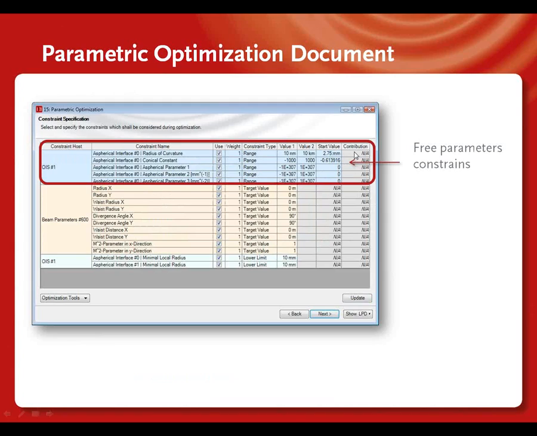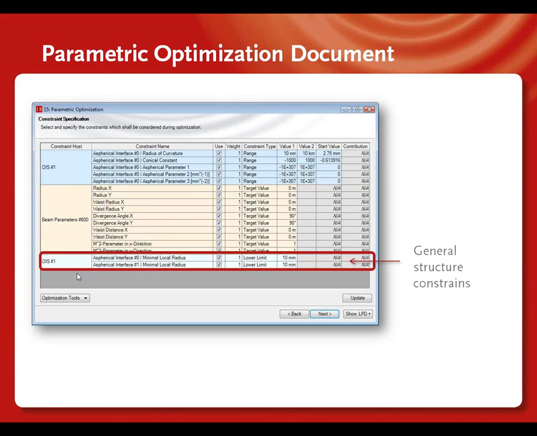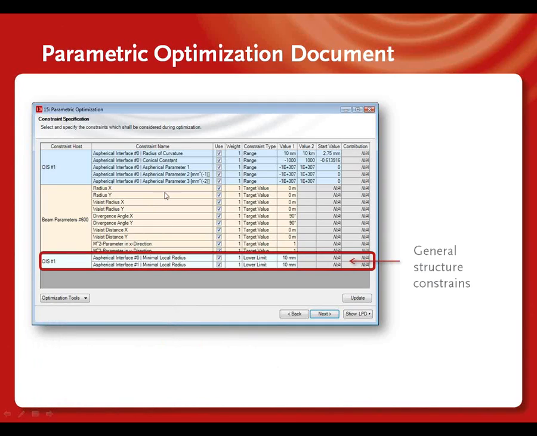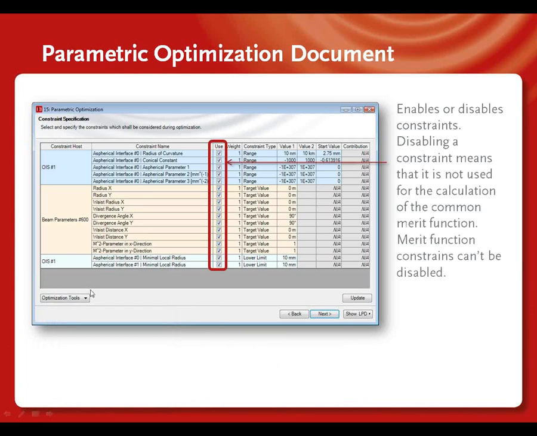So this is the section with the free parameters. We have here a section with the merit functions. You can define for every merit function a specific constraint, for example, a target value. And this green section is for the definition of general constraints that are, for example, available for aspherical interfaces. Besides these 3 different sections, we have also in the left lower corner a button that is called Optimization Tools. It contains some nice functions that are helpful for the optimization. I would like to come back to this later.